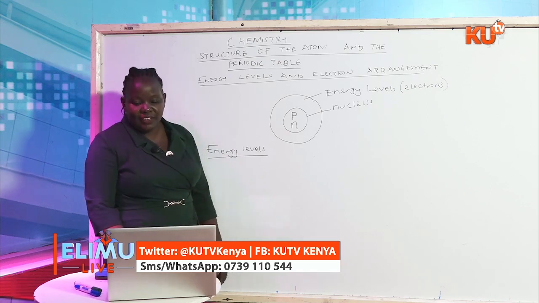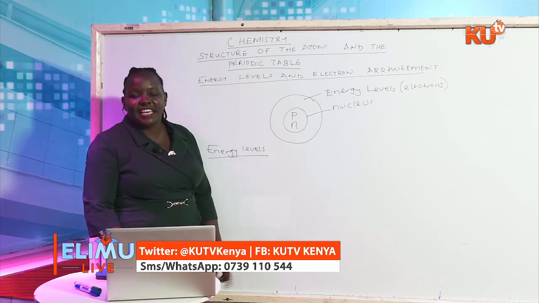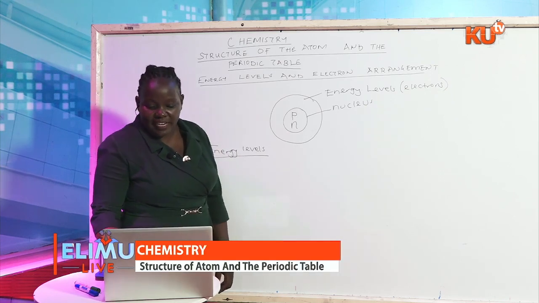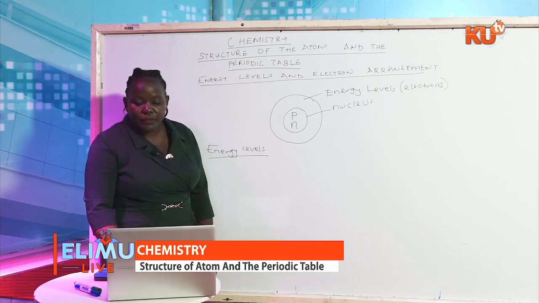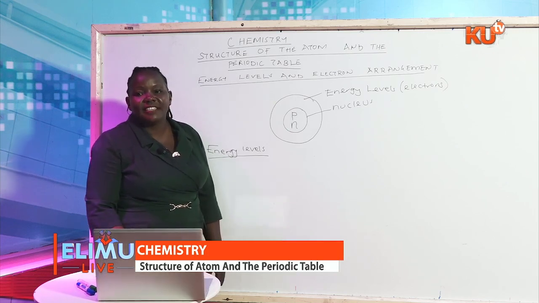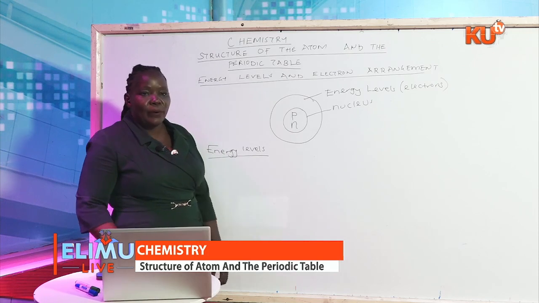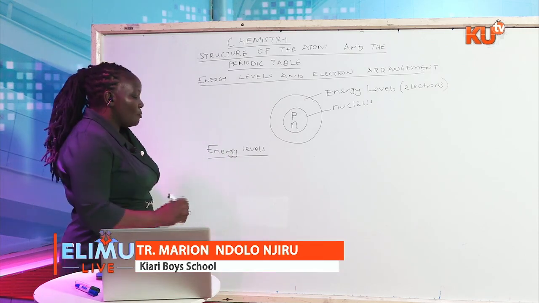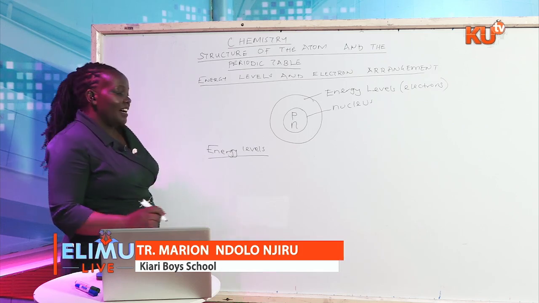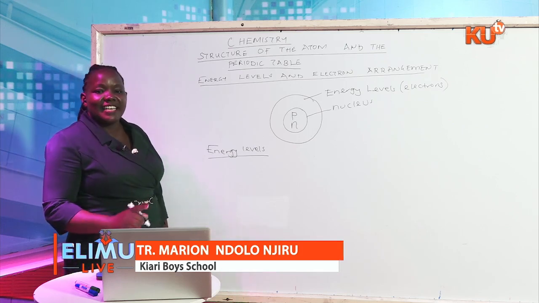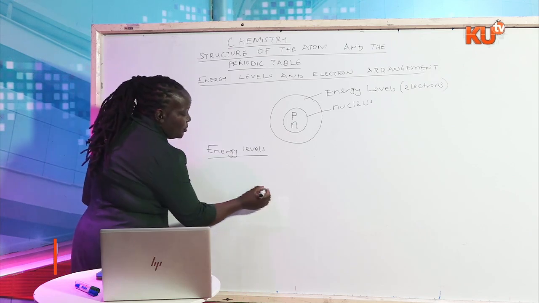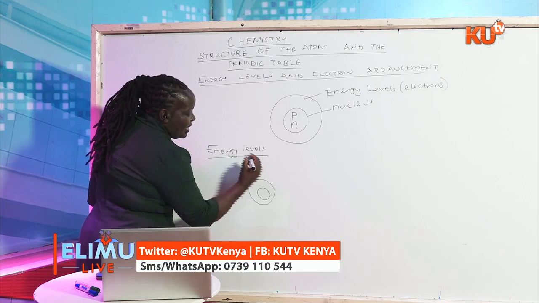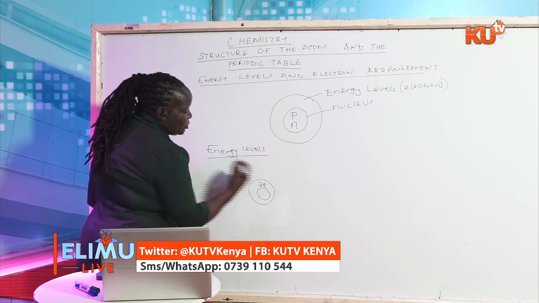Any other atom that is not in the first 20 elements, the third energy level will carry 18 electrons. So in the energy levels, we have seen that each energy level has a maximum number of electrons that it can carry. We have the first energy level, which is next to the nucleus. So we have our nucleus. The first energy level here carries a maximum of 2 electrons.